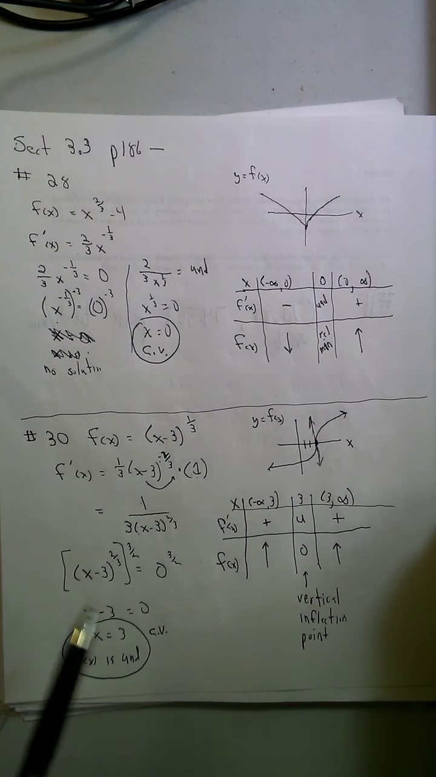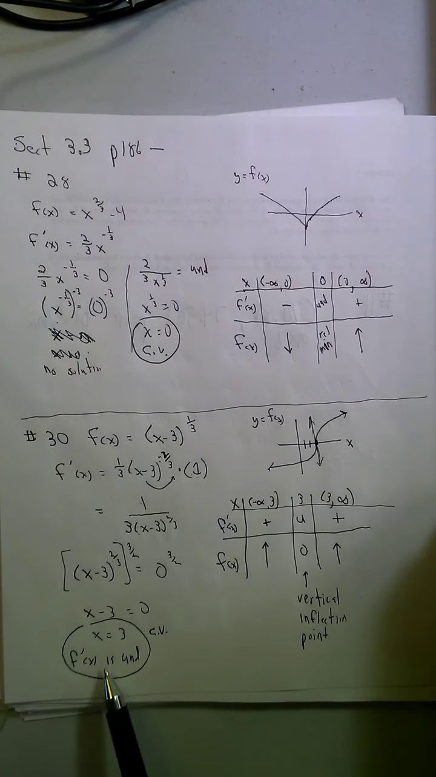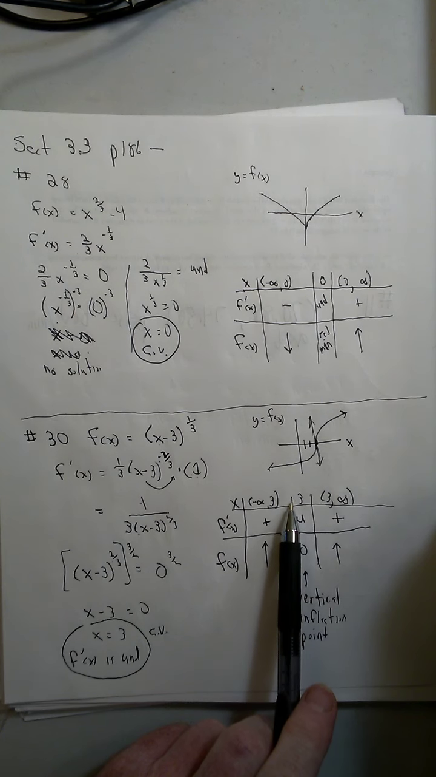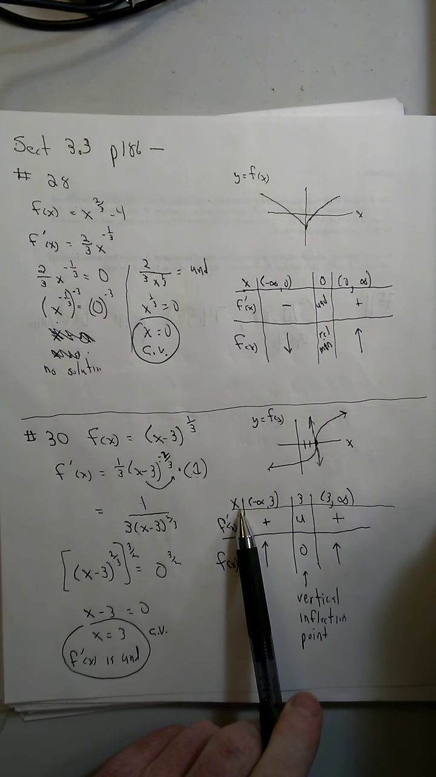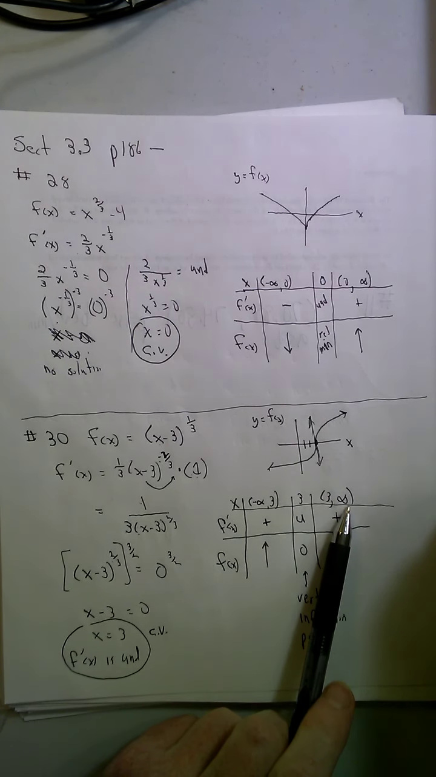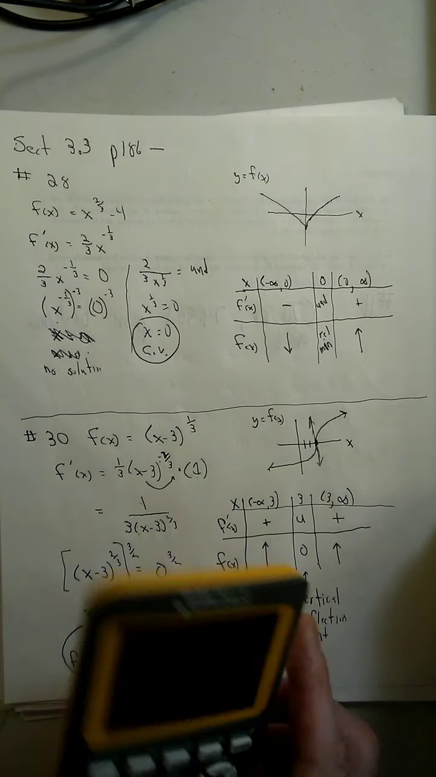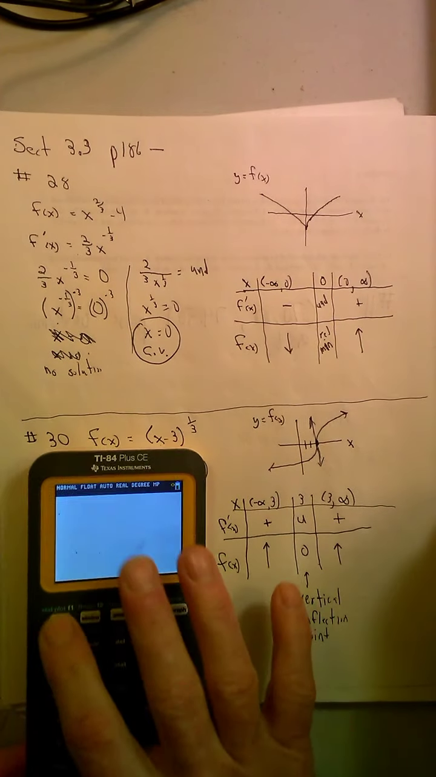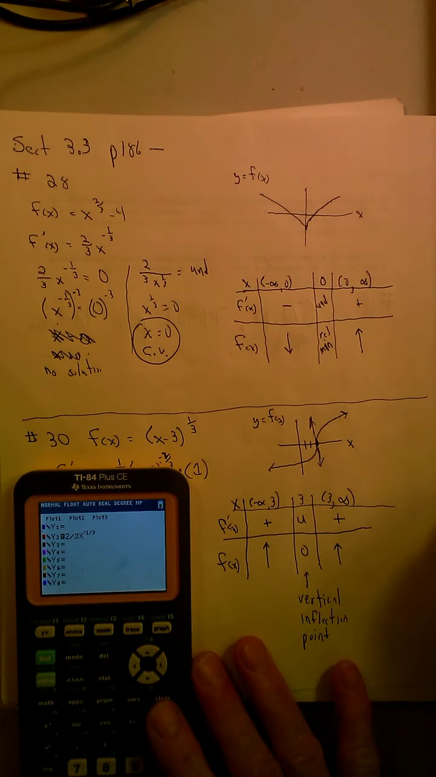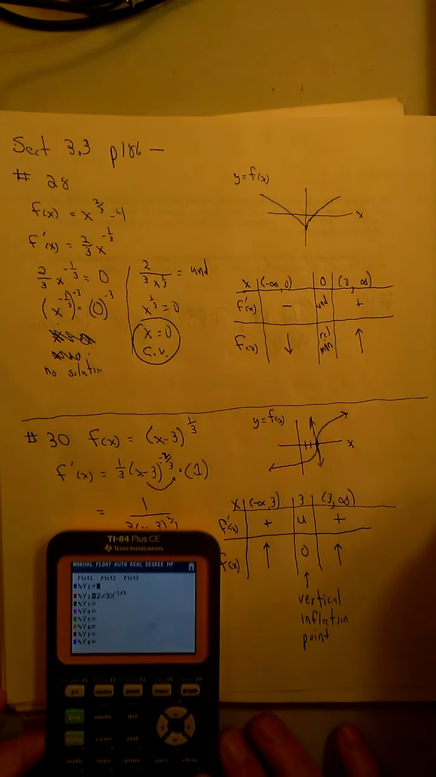Make a first derivative table. Make a column for 3. Interval from negative infinity to 3, then from 3 to infinity. Find the value of the derivative. Now you can do this on your calculator. Go to y equals. Type in the derivative, right there.